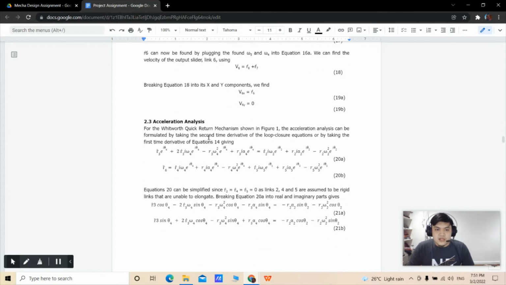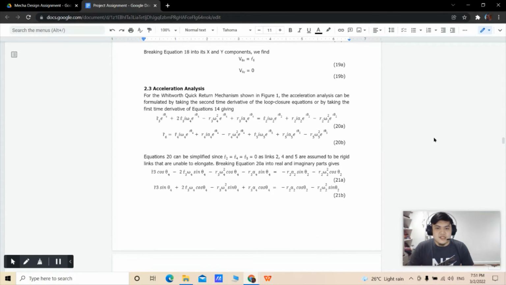And lastly will be the acceleration analysis. For the Whitworth quick return mechanism shown in figure 1, the acceleration analysis can be formulated by taking the second time derivative of the loop closure equations, or by taking the first time derivative of equation 14, which gives us equations 20a and 20b here.